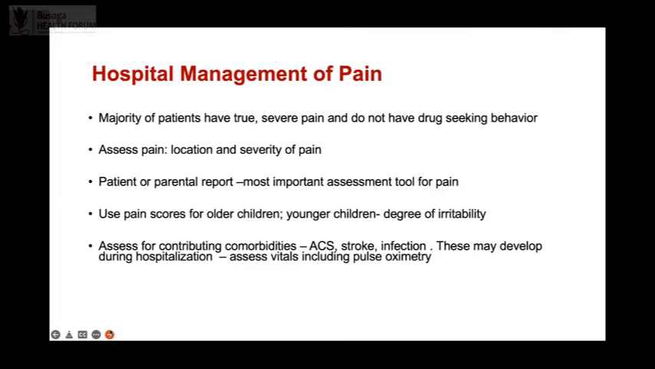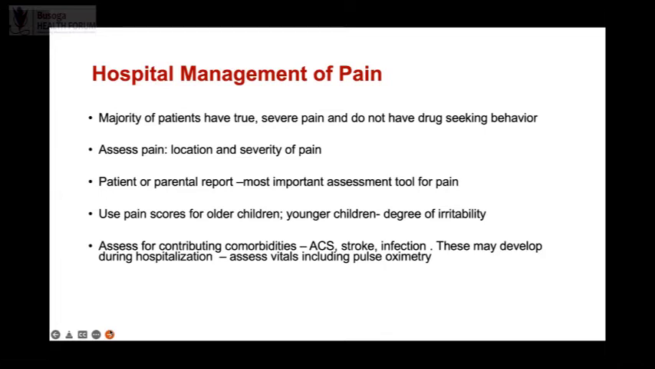What about hospital management? So they've come to you. The majority of the patients who come to hospital, their pain is true. It is not drug-seeking behavior. Of course, there's a percentage that do, but most of them come with severe pain, okay? Assess where the pain is, where is the location, and what is the severity of the pain. The patient and the parental report is the most important tool for assessment of pain.